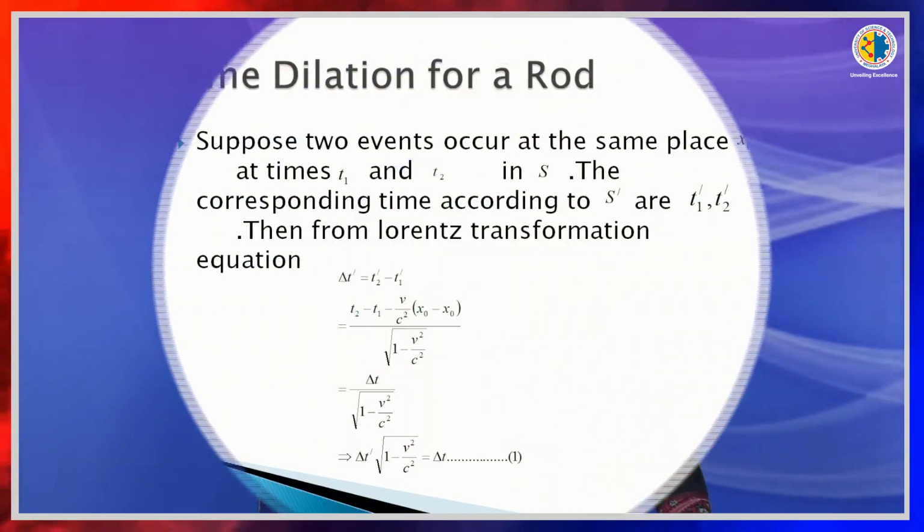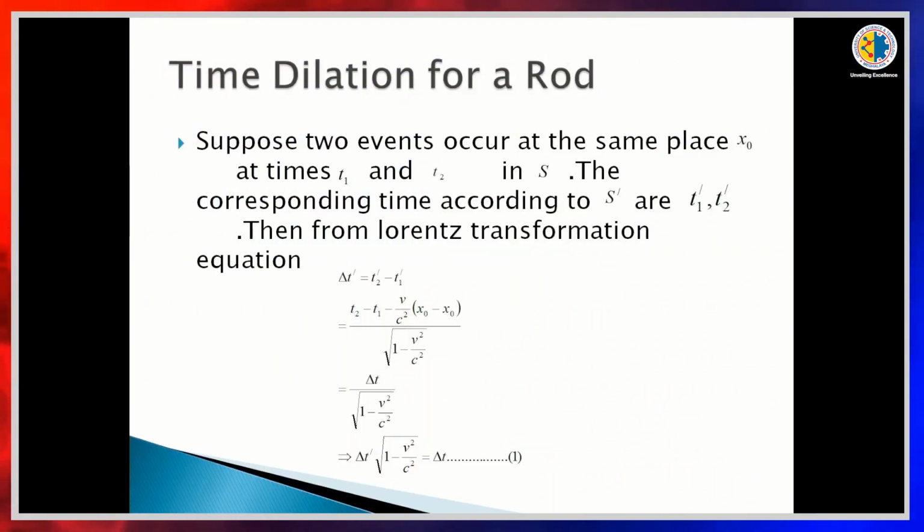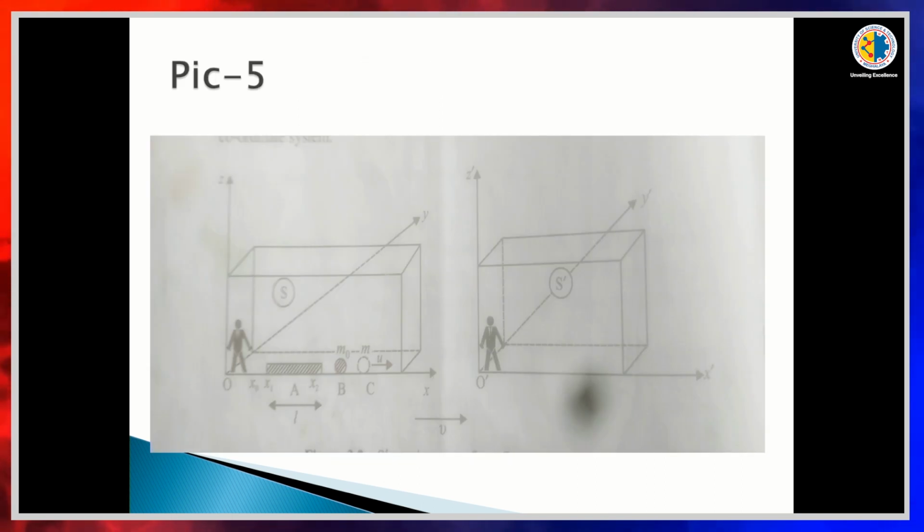Now, we are going to discuss time dilation in the case of a rod. So, this is the picture of the S frame and S dash frame, and here one rod is considered between two points x1 and x2, and A is the position of the rod, with an inside observer in the S frame and an outside observer who is moving with the S dash frame.